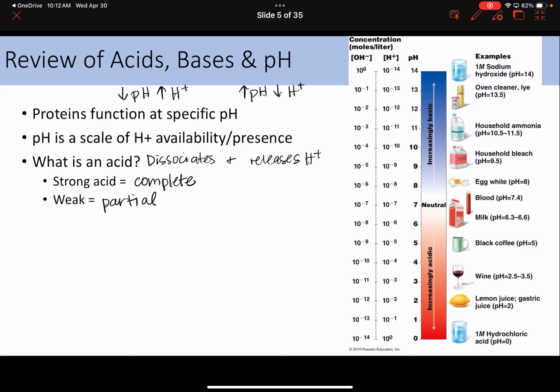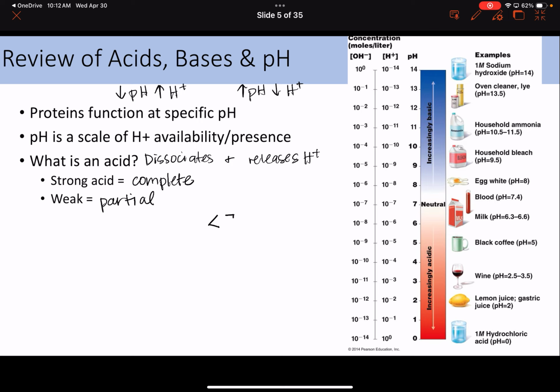And so we said that pH needs to be between 7.35 and 7.45. If pH is less than 7.35, that is considered acidosis. If pH is greater than 7.45, that is considered alkalosis.